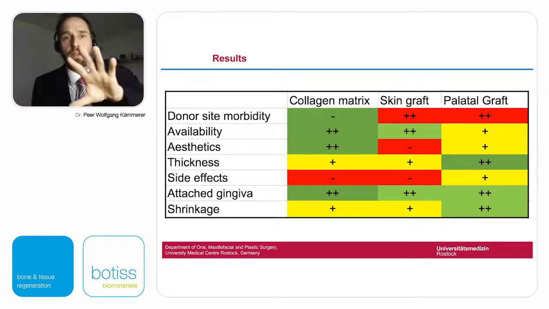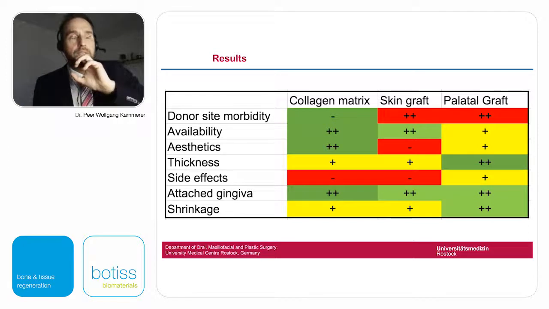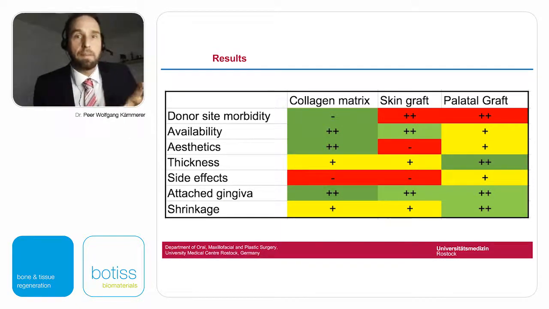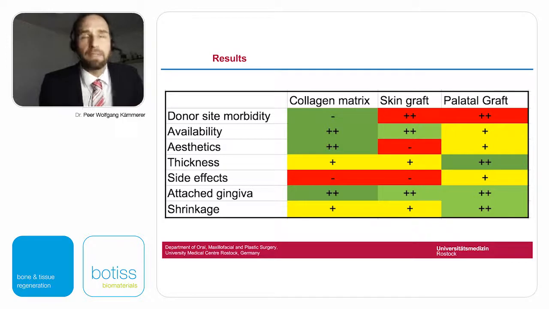The first point, which is interesting for the patients, is donor site morbidity, of course. You don't have donor site morbidity when using collagen matrices. We have donor site morbidity when using skin grafts and when using palatal grafts, so a plus point for the membrane. Availability: the matrix is available, you can buy it; the skin graft is available in huge dimensions; palatal graft, let's say less.